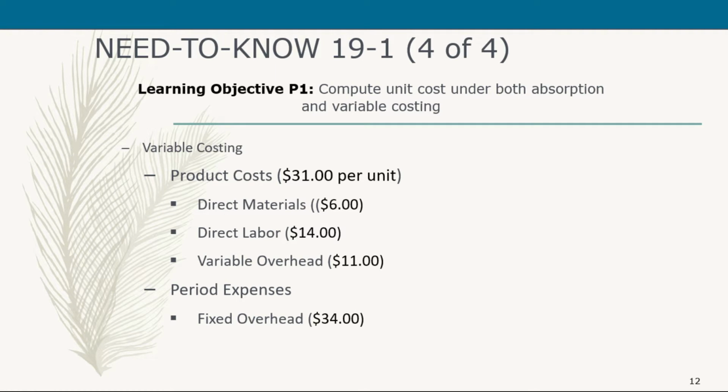unit under variable costing. While for the fixed overhead cost per unit of $34, it will now be part of your period cost or period expenses, and it will not be part of your product cost. If it is part of your product cost, it will be under absorption costing. Okay?